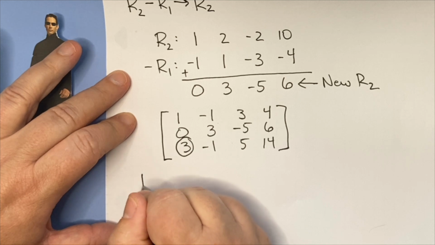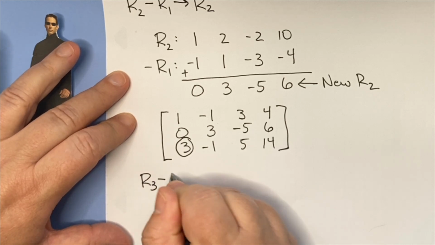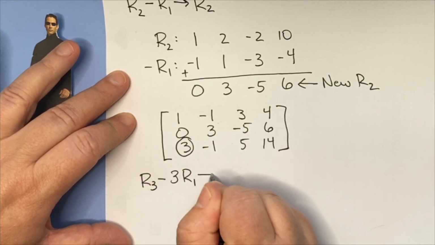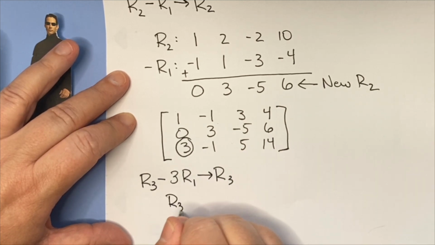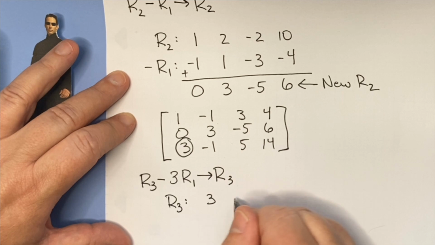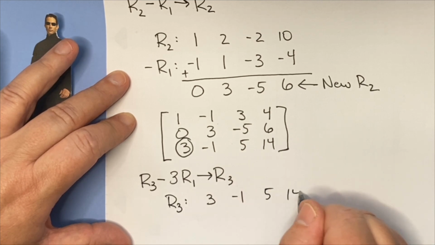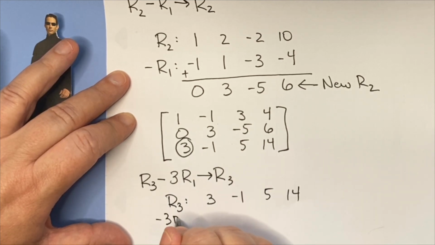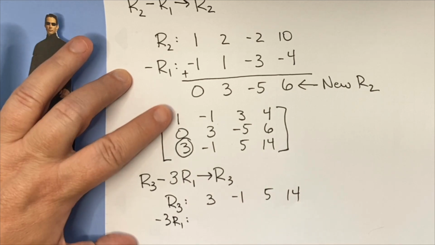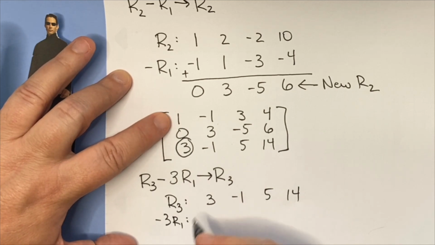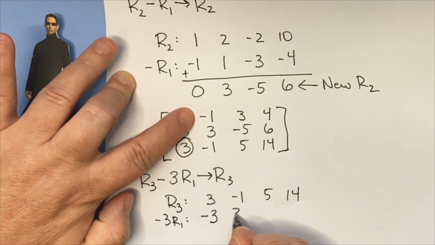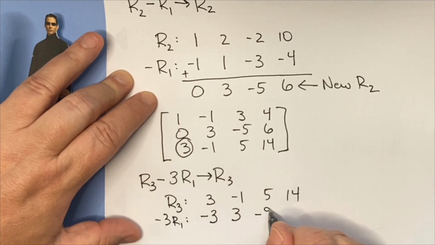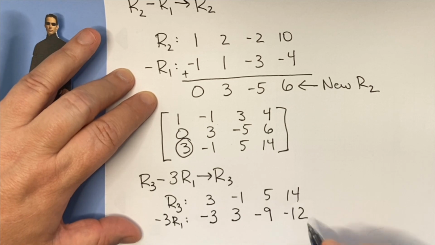Okay, next up, I want to then use this top number to zero out this 3. So I'm going to take row 3 and I'm going to subtract 3 times row 1 and put that back in row 3. So row 3 is going to be 3, negative 1, 5, 14. Negative 3 row 1 is going to be, now this one's a little bit hard, so you might want to take your time. There's a lot of numbers. Negative 3, positive 3, negative 9, negative 12.